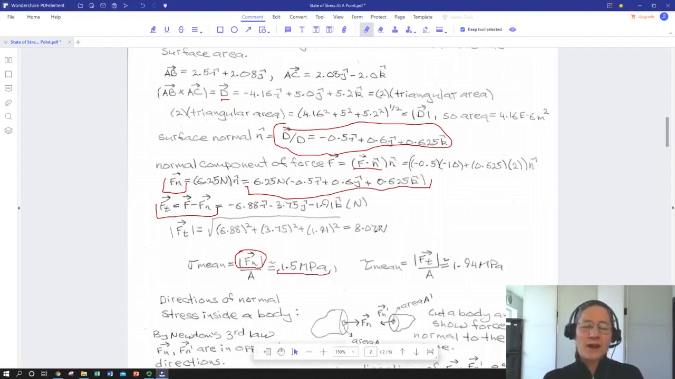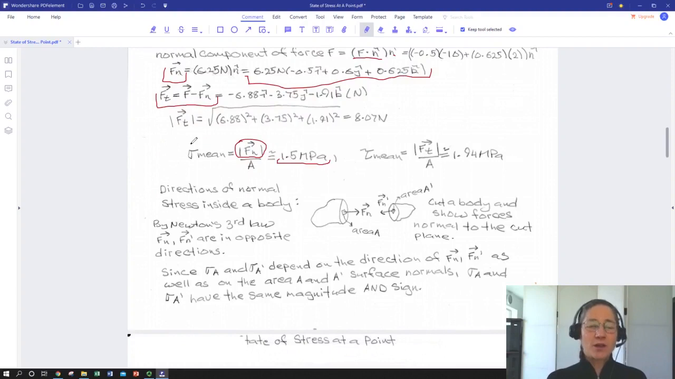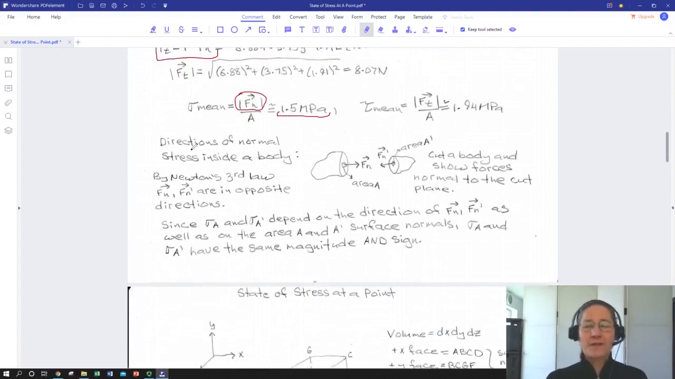And so we get 1.5 megapascals, and then we can do the same for tau mean, the mean shear stress, as the tangential force component divided by the same area. So that was what we did with that small area in the bigger body. So far, we don't get a lot of difference in mean or average shear and normal stress versus stress at a point until we take that area and shrink it down. So that's really where we're going to see the difference of stress at a point versus average.